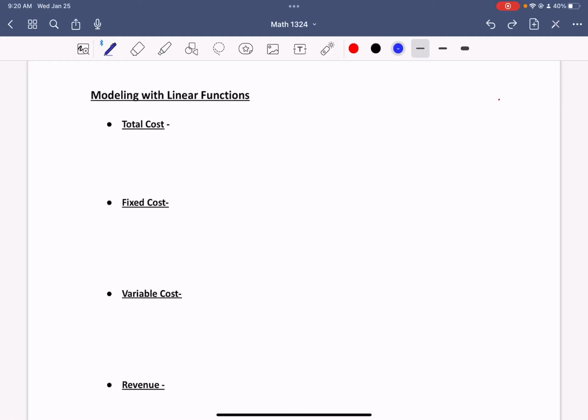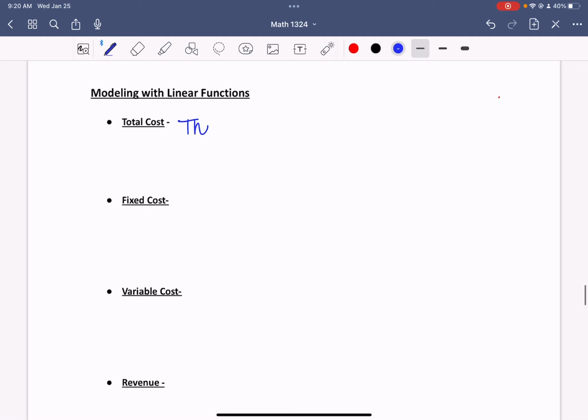What we're going to do is define quite a few different vocabulary words and then take some business aspects in order to work through the situations. So the first word we want to look at is total cost. The total cost is the cost of production and elements.